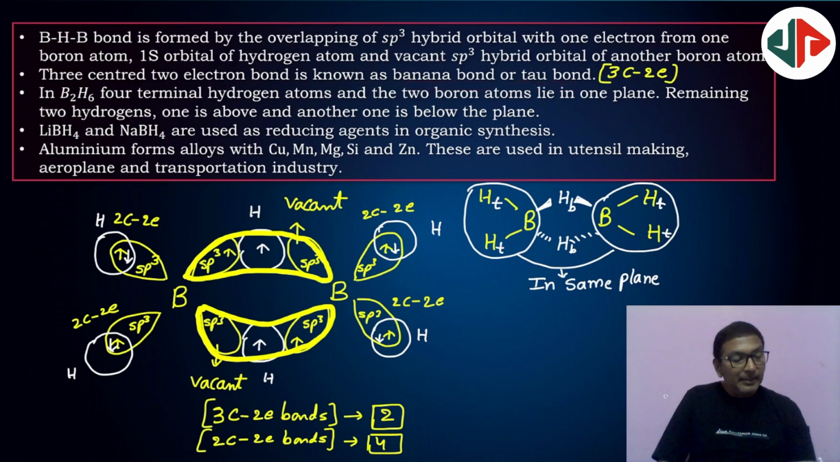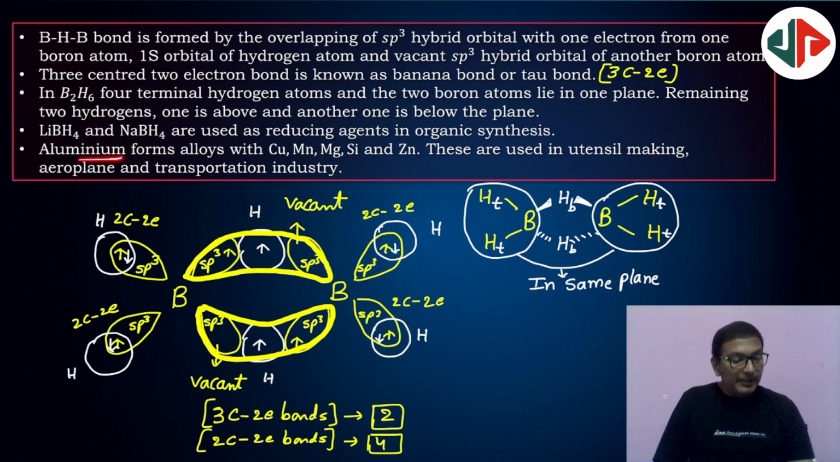Next, in B2H6, 4 terminal hydrogen atoms and 2 boron atoms lie in one plane. Of the remaining 2 hydrogens, one is above and the other is below the plane. Next, lithium borohydride and sodium borohydride are reducing agents. These are used frequently in organic chemistry.